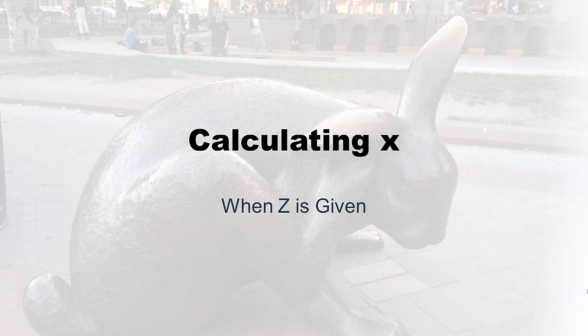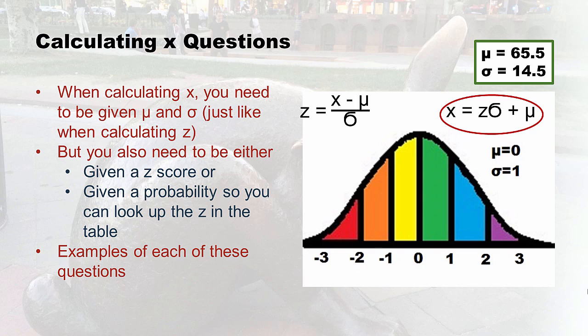Okay, so we've gone through how to calculate z, and we've talked about looking up probabilities in the z table, and we've even talked about manipulating those probabilities to get certain probabilities, but we haven't talked about calculating x when z is given. So sometimes you're actually given a z and you have to calculate the x back from the z.